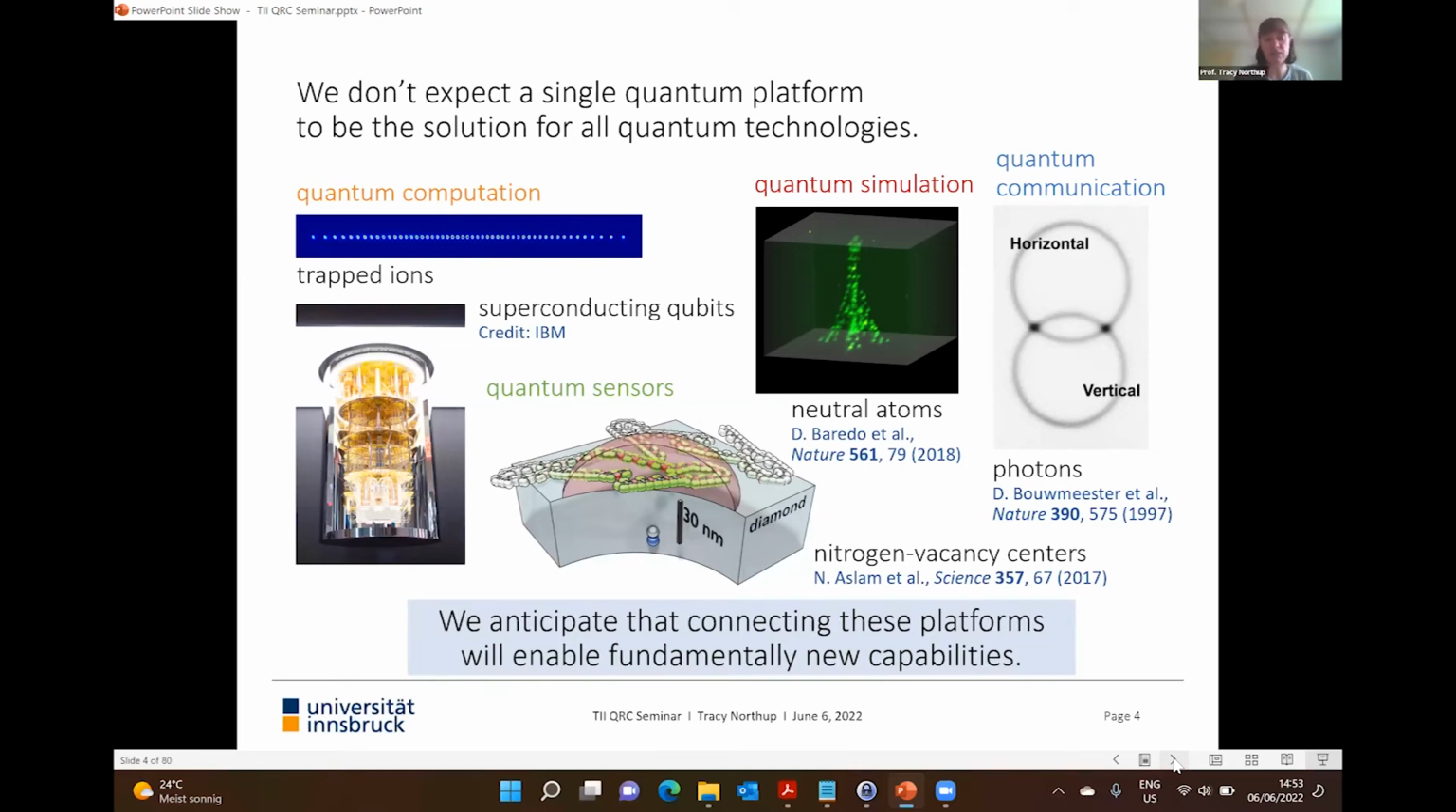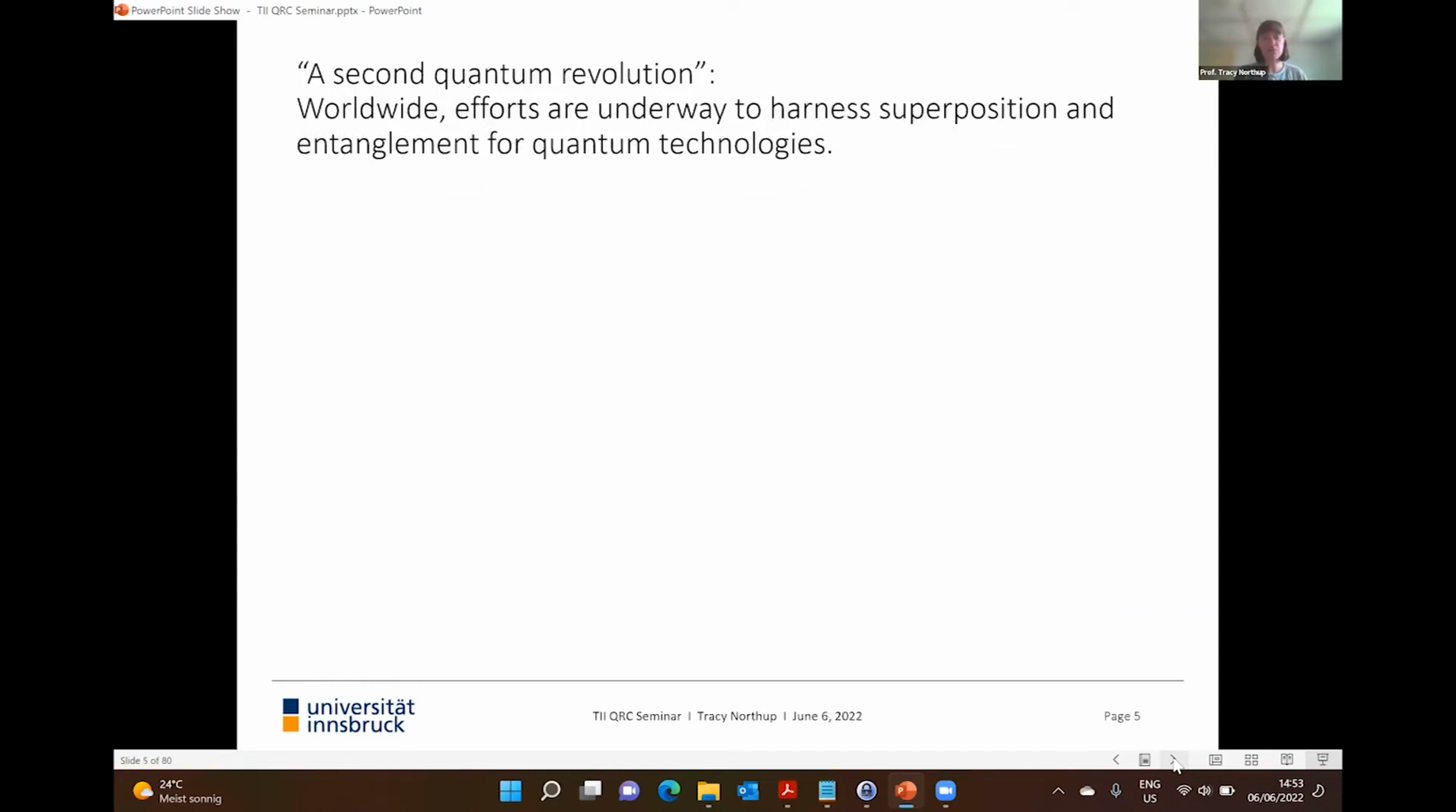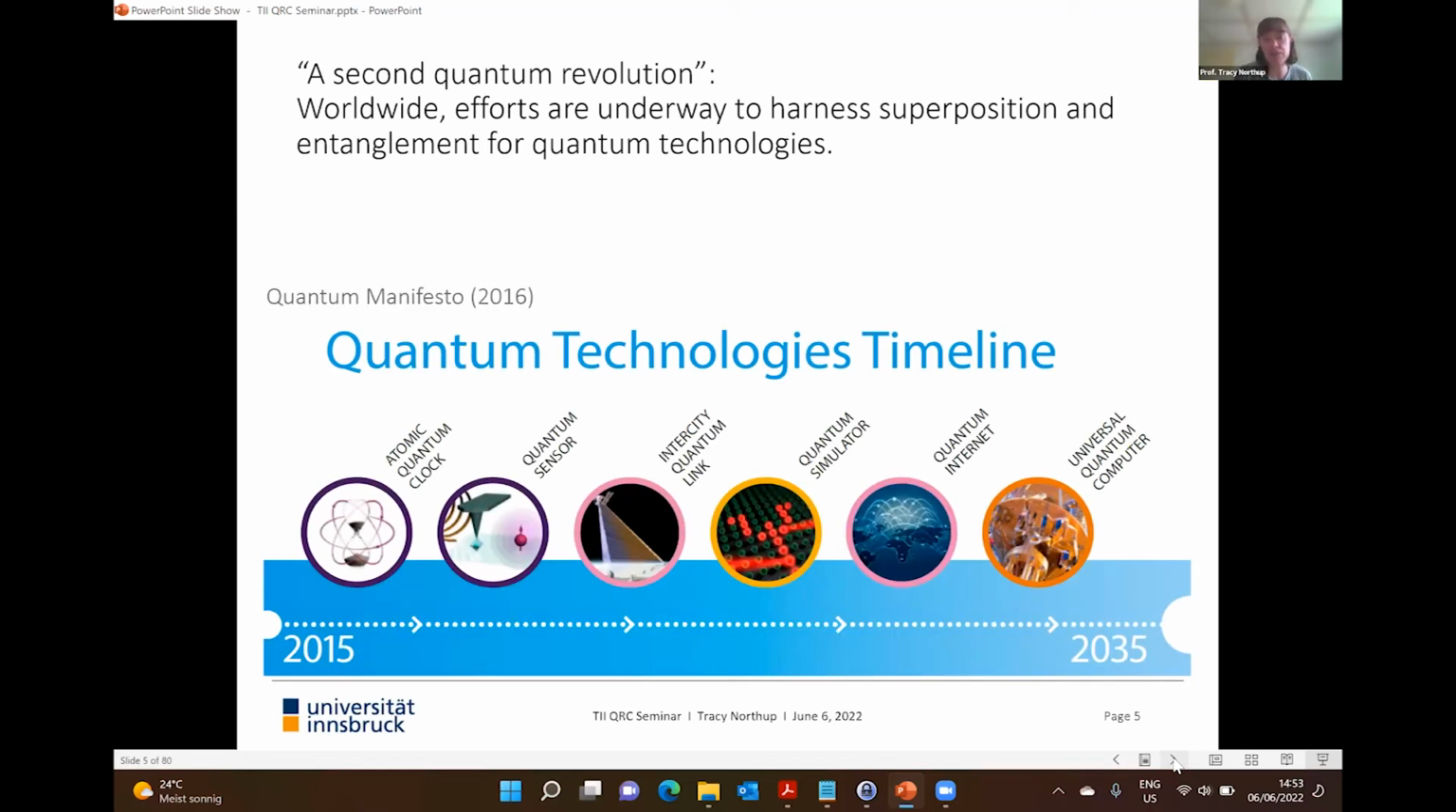We don't expect that any single one of them will be the one answer for quantum technologies. We also expect that they're not going to simply operate separately in their own domains. So we anticipate that connecting these platforms will enable fundamentally new capabilities for quantum technologies and applications. That perspective, within Europe and worldwide, is motivating efforts to harness superposition and entanglement for quantum technologies. Here's a picture of the roadmap in Europe that people came up with more than 5 years ago, mapping out a vision until 2035 that includes clocks, sensors, quantum simulators, and the kind of work that we're particularly interested in, quantum internet and quantum communication.